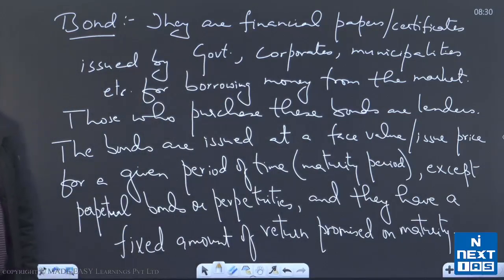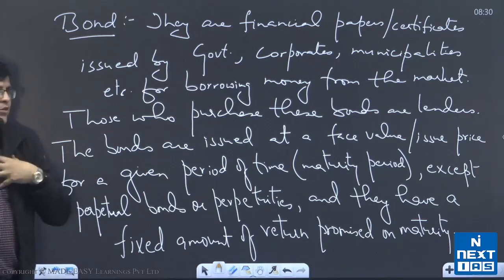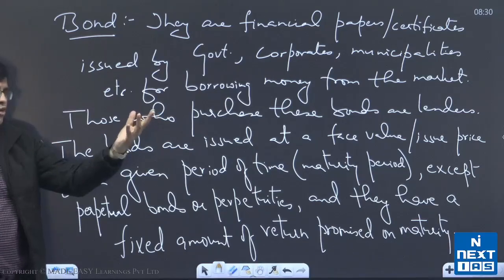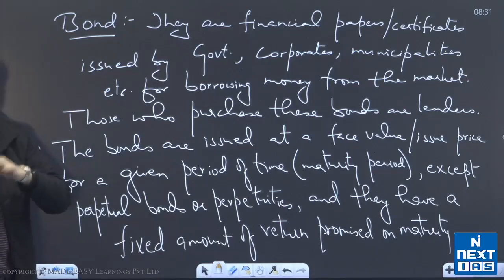This is, I'll tell you a few more things, but this is to begin with, that bonds are financial papers or certificates issued by government, corporate, municipalities, any institution for the purpose of raising money or borrowing money from the market. मान लीजिए मुझे पैसे चाहिए, मैं बैंक में जाके बोरो नहीं करना चाहता, और मैं एक कंपनी हूं, मैं एक बॉन्ड इशू करूंगा। जो भी लोग वो बॉन्ड खरीदेंगे वो मुझ में भरोसा करके मुझे पैसे दे रहे हैं। बॉन्ड का मतलब ही ट्रस्ट होता है. All right.